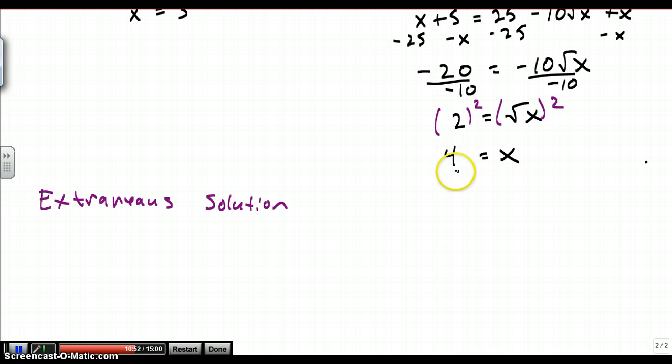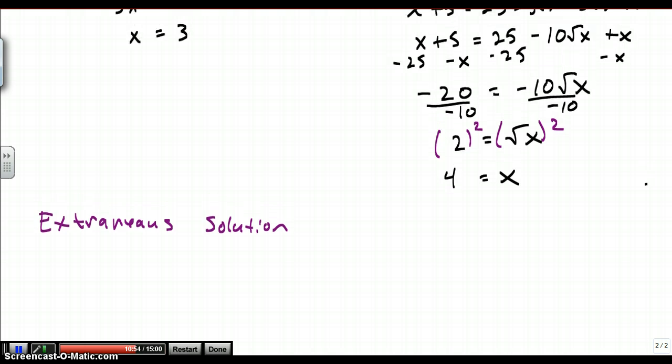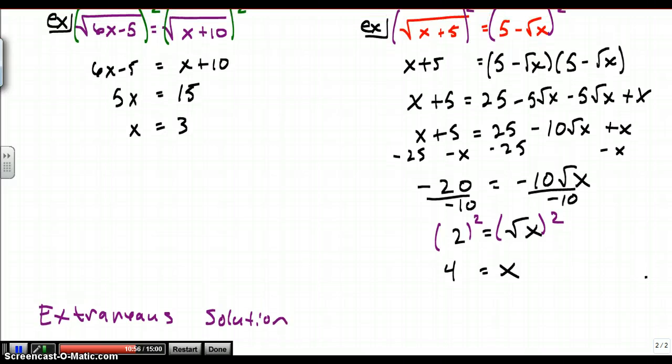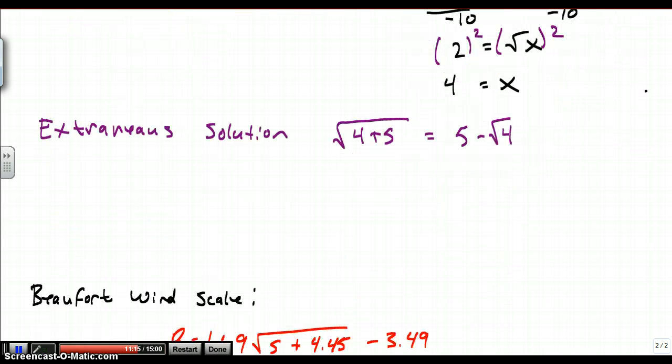So in this case, we got x equals 4. So we're going to check and see if x equals 4 actually works. So I'm going to plug it in down here. So we have the square root of 4 plus 5 equals 5 minus the square root of 4. That was our original equation, and we just plugged in 4 as our x. So here we have 4 plus 5 is 9. Square root of 9 equals 5 minus 2. So this is 3, and this is 3.